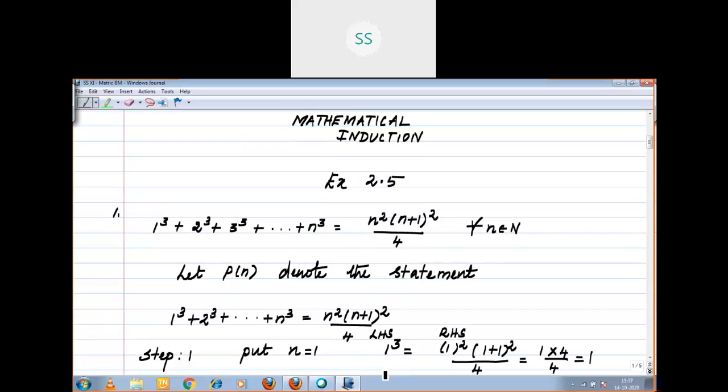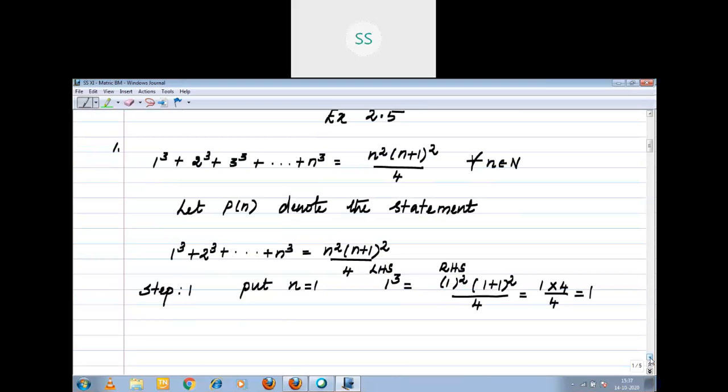Now your LHS equal to RHS. 1 cube is nothing but 1. This is your RHS. Therefore, LHS equal to RHS. First step, you want to prove the result is true for n equal to 1. Then you should conclude P of 1 is true.